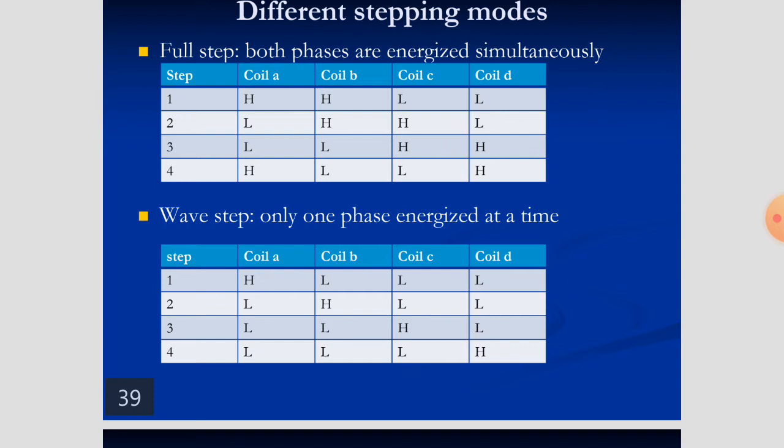Here you will get 4 steps for the full step as well as for the wave step, but the way energy is given to the phases is different for full step and wave step. In full step, both phases get the energy and become active simultaneously, but that is not the case in wave step. Only one phase becomes active at a time.